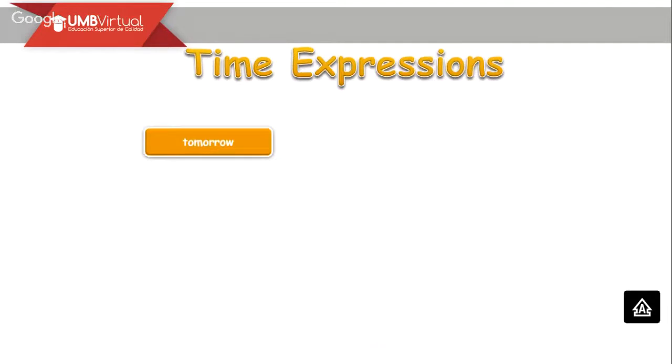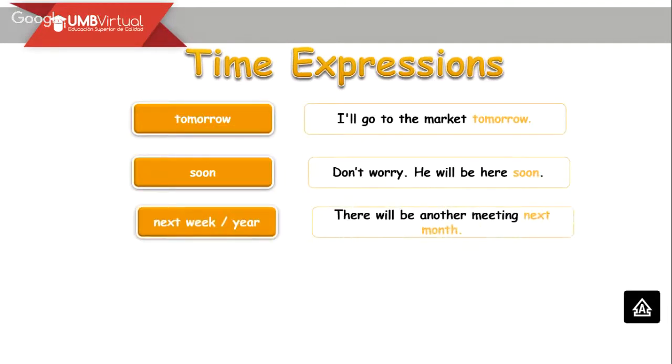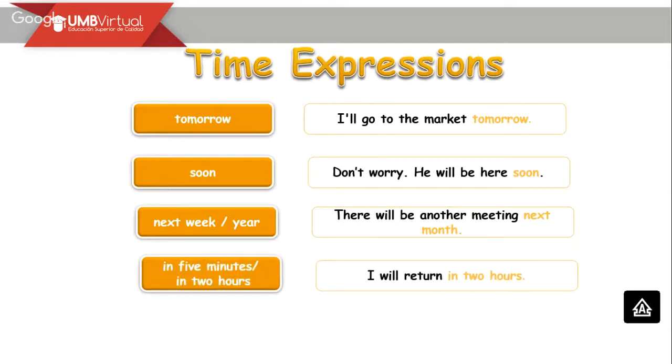Right here, time expressions. Remember those expressions that we use for future. Okay. So tomorrow, I will go to the market tomorrow. What is the meaning of tomorrow? Mañana, right? I will go to the market. I will go to work. I'll study and so on. Soon. What is the meaning of soon? Pronto. Don't worry, he will be here soon. Don't worry, he will study soon. Don't worry, he will eat soon, right? All of them are correct.